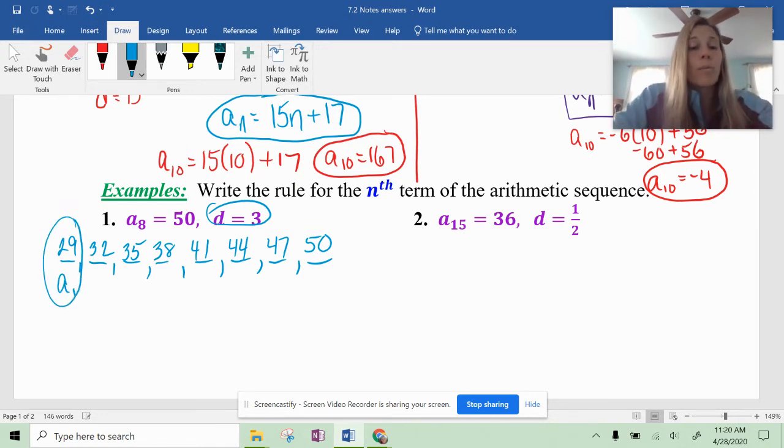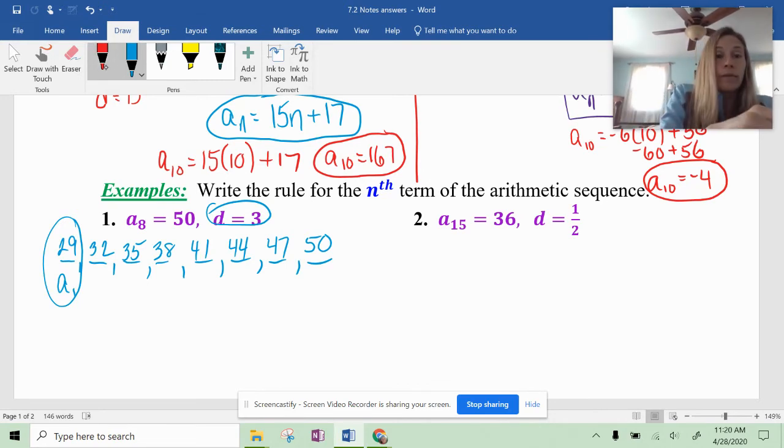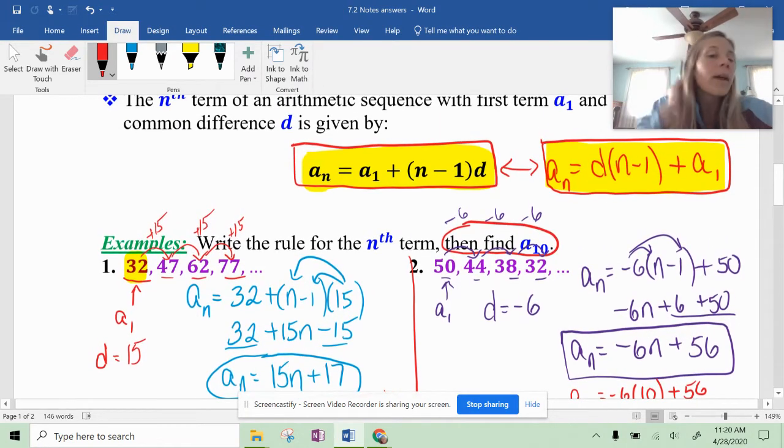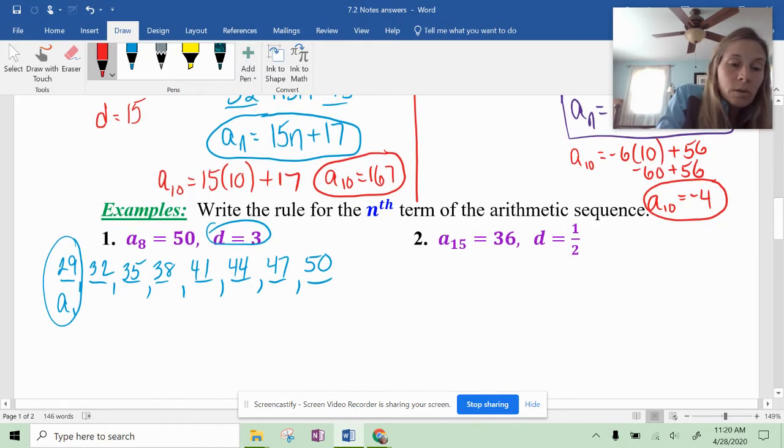Now this one wasn't so bad because they gave us the 8th number and it was an easy number to subtract each time. But if they gave you like, I don't know, the 100th number or something like that, it might be a little bit more of a pain to do it that way. So instead, we can just plug into the formula that was up at the top. So I'm just going to scroll up real quick so we can take a peek and then I'll copy it down.